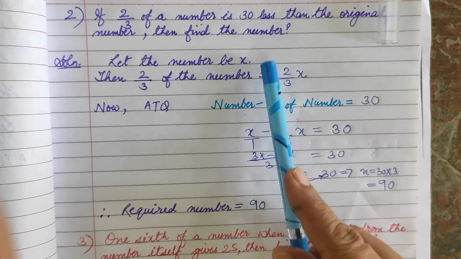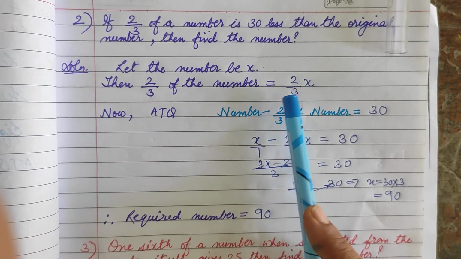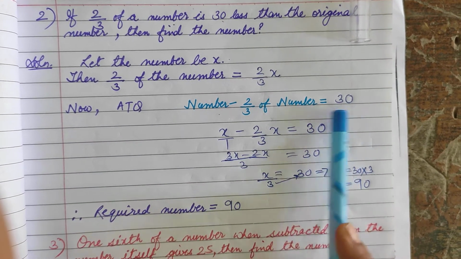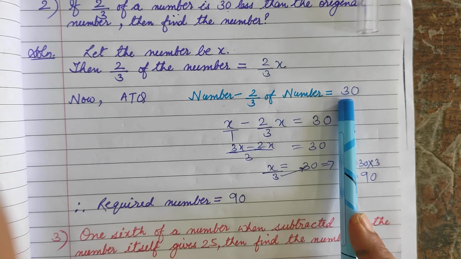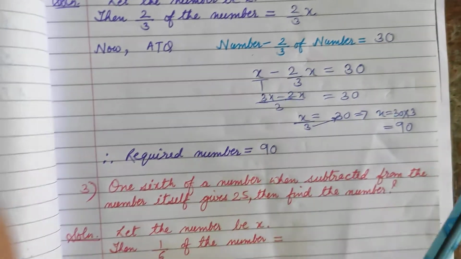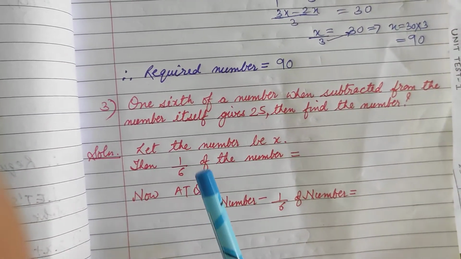Okay? We are taking the number to be x. So 2 by 3 of the number will be 2 by 3 of x. So the difference between the two numbers, x and 2 by 3 of x, is given to be 30. Write it, take the LCM and solve it. Similarly, this part you will be doing yourself, beta.